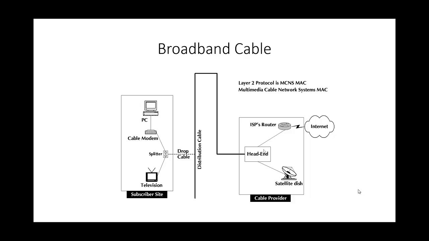Upstream speeds can be between 320 kilobits per second and 10 megabits per second. The latest Virgin Media services can offer up to 150 megabits per second downstream, which is blistering speed for the home. All the subscribers are connected to the distribution cable by drop cables as shown on the screen.